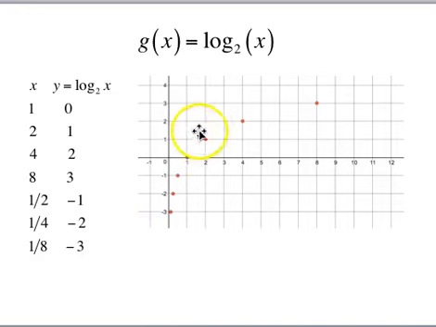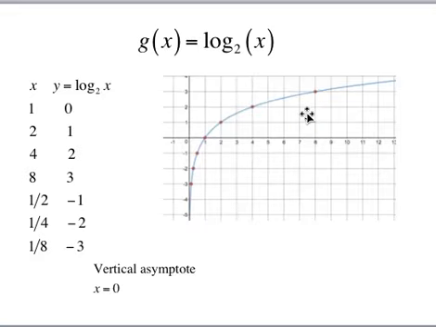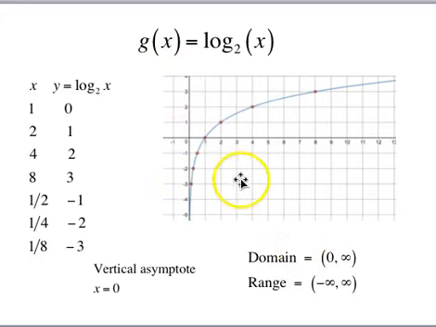So we'll have a vertical asymptote this time, and this is going to grow slowly, but it's still going to grow to infinity. So our vertical asymptote is the y-axis, which is x equals 0. The domain, notice we're not allowed to plug in 0. The function never actually hits 0. So the only x values we used for this log function, and in fact, logs are only defined for positive numbers. So our domain is from 0 to infinity.